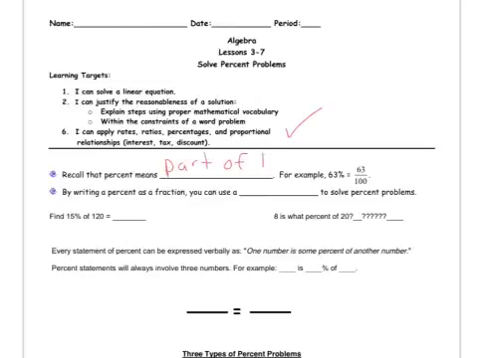of 100. Okay, for example, 63% is 63 parts of 100, so it means it's a fraction out of 100. So writing a percent as a fraction, you can use a proportion to solve percent problems. So find 15% of 120.